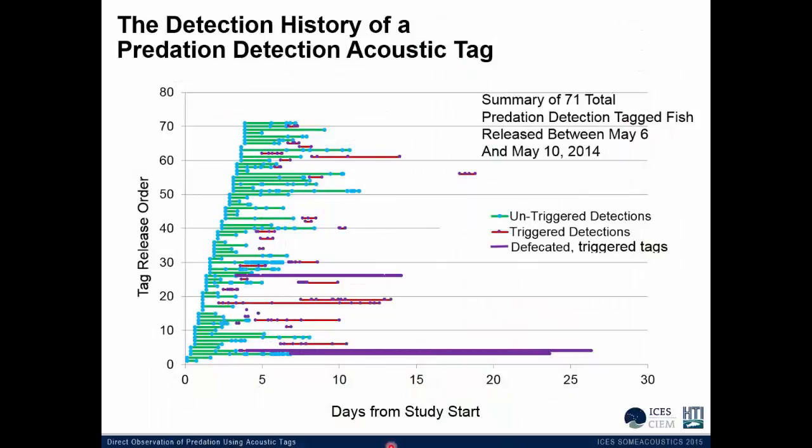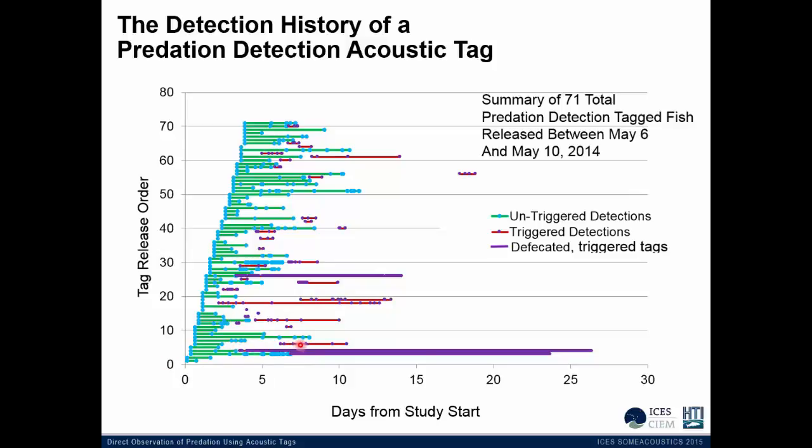Here are some summary results for those tests that we made. These were for fish that were released over a 4-day period between May 6th and May 10th in 2014. We have a plot that shows the days from the start of the study, and we can see that we released these tags over the 4-day period. The left-hand edge of these lines is the release times. In many cases, we detected the tags as they traveled down the river, some of them traveling more rapidly than others, and a number of them were not predated fish.